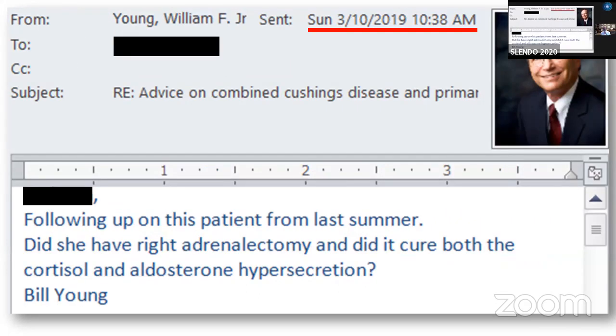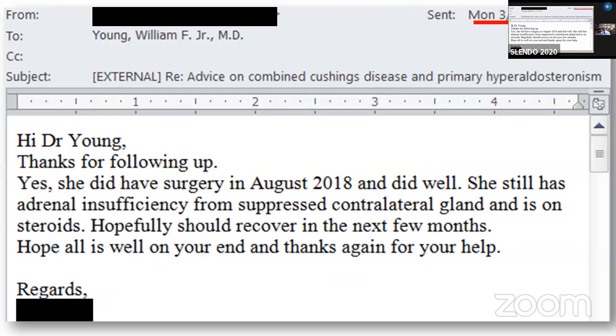I wrote this clinician back in March of 2019. I said, following up on this patient from last summer, did she have right adrenalectomy and did it cure both the cortisol and aldosterone hypersecretion? Hi, Dr. Young, thanks for following up. Yes, she did have surgery August 2018 and did well. She still has adrenal insufficiency from suppressed contralateral gland and is on steroids. Hopefully she'll recover in the next few months. Hope all is well on your end and thanks again for your help.